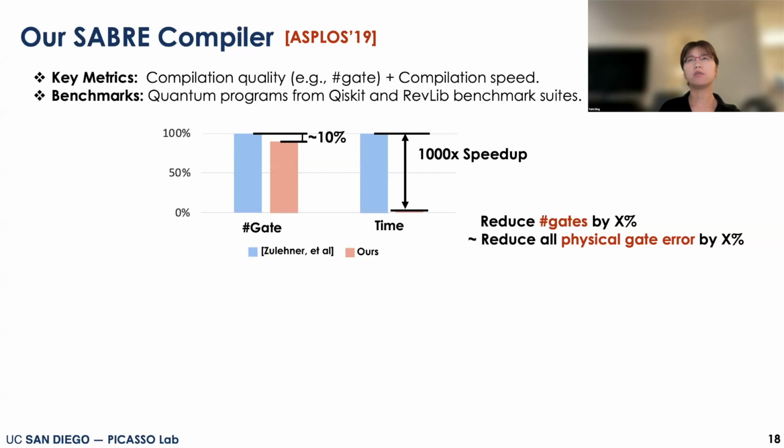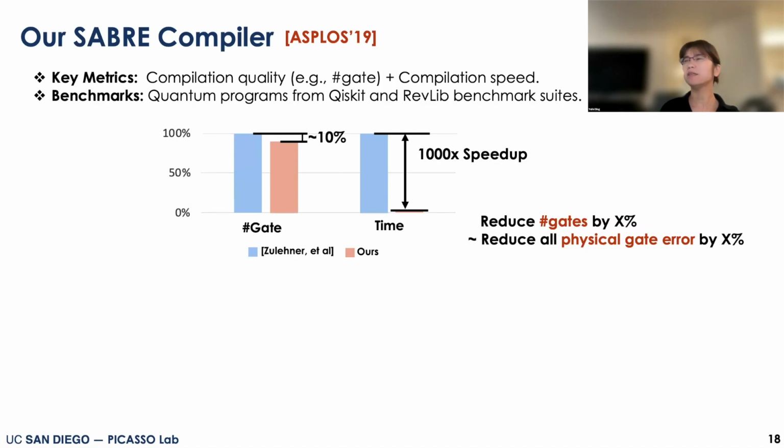Here I just want to show the overall result. Compared to the state of the art at that time, which is mostly exhaustive search methods, our compilation time, or the search time, is much shorter. We can provide a 1,000 times speedup for the compilation. And what is even more amazing is that our generated program is also better. We can reduce the number of swap gates to be inserted by 10% compared to the state of the art at that time. And I have to emphasize here, reducing the number of gates by X percent is the same as reducing all physical gate errors by X percent.